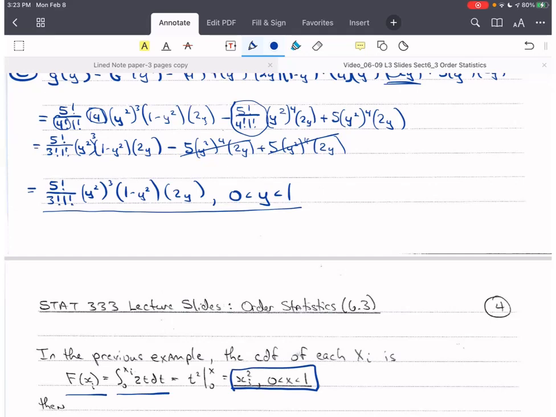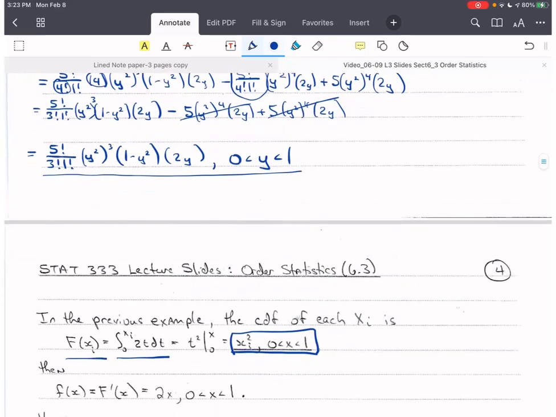So the same thing is true for f of y. F of y is equal to the integral from 0 to y of 2x dx, which is equal to x squared from 0 to y, which is equal to y squared. So that means that this is f of y in here, and this is 1 minus f of y.